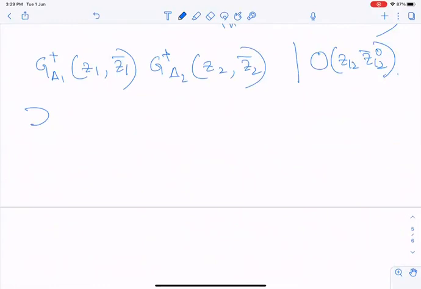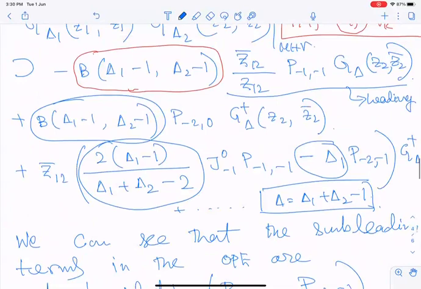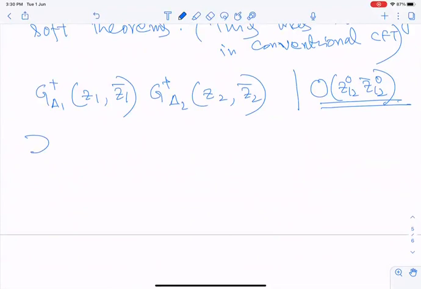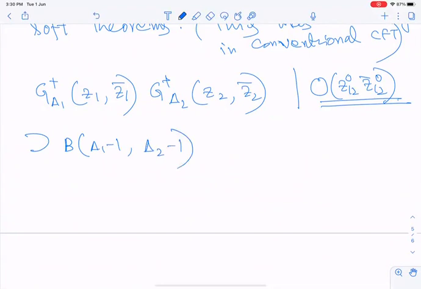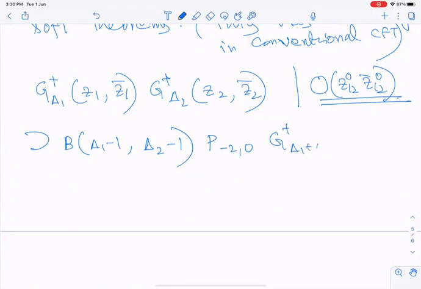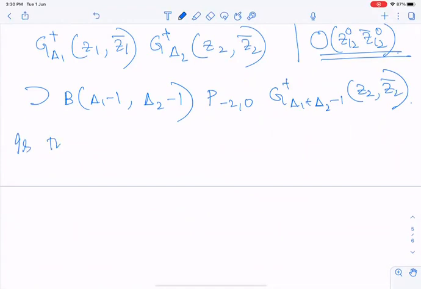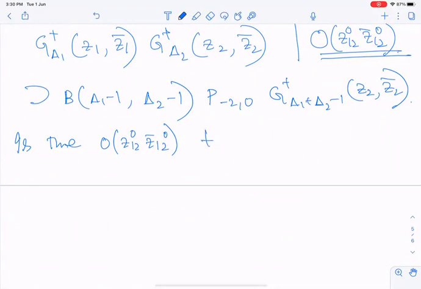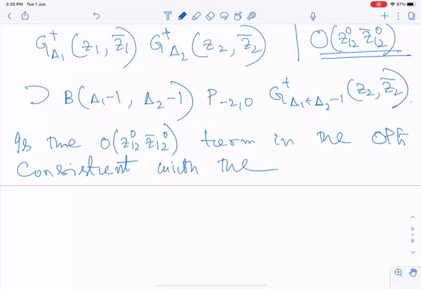Okay, so let's look at this term, of order z12 to the power 0 and z bar 12 to the power 0. So how does the term look like? So it is this term. Now the question is, is the order z12 z bar 12 to the power 0 term in the OPE consistent with the conformal soft theorems?